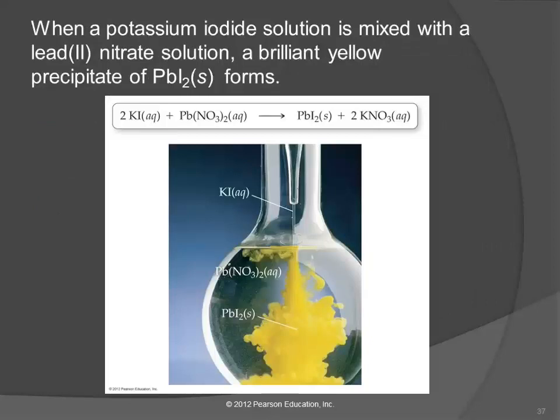Here's an example. Potassium iodide mixing with lead nitrate. So here we have potassium iodide. That's a soluble compound. Lead nitrate is a soluble compound. Here's one of them. I guess that's the KI. That's soluble. It looks like water. The lead nitrate is soluble. It looks like water, even though it isn't. Not everything that looks like water is water. When we mix these two together, we get this bright yellow solid forming. This is a precipitate, a solid forming. It's a precipitation reaction.